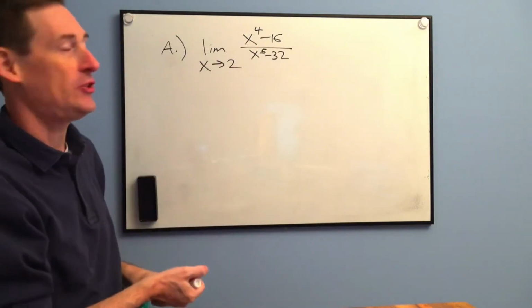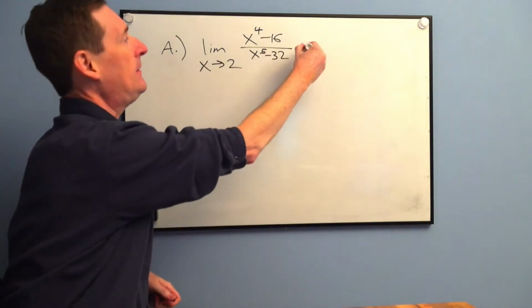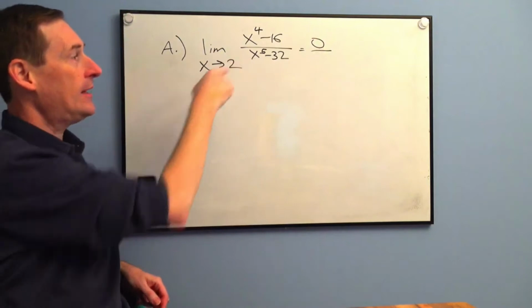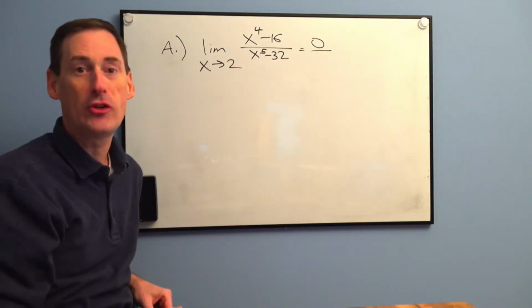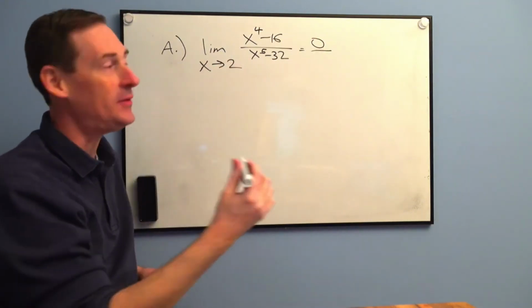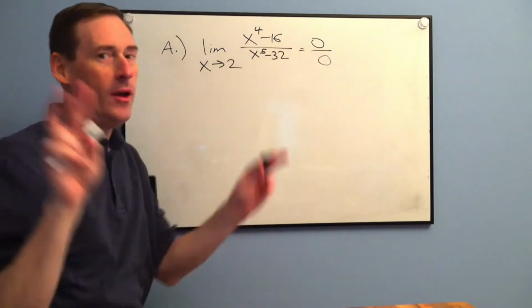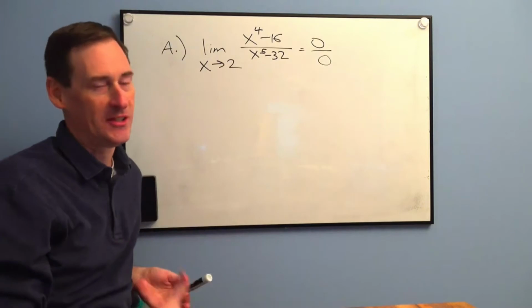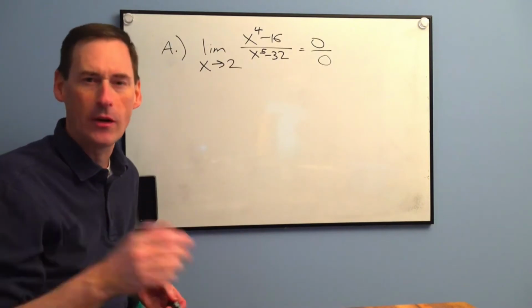Well, 2 to the 4th is 16. 16 minus 16 is 0. Plug in 2 on the bottom: 2 to the 5th is 32, minus 32 is 0. What a shocker. Most limits in calculus are 0 over 0, or sometimes infinity over infinity.